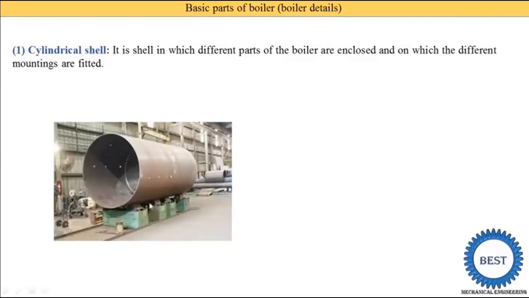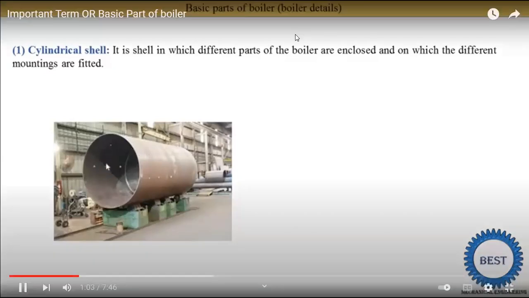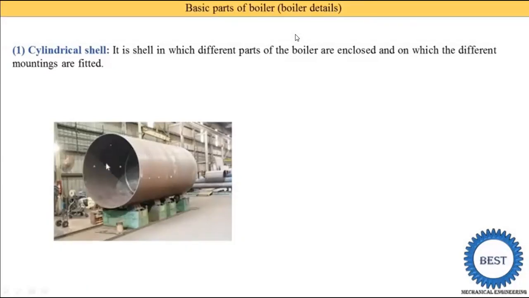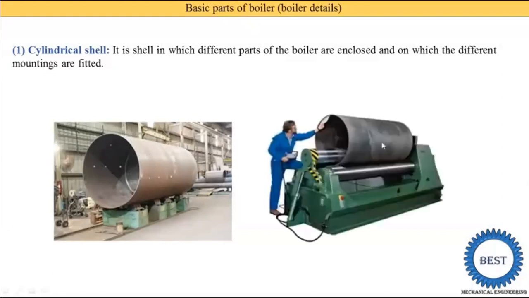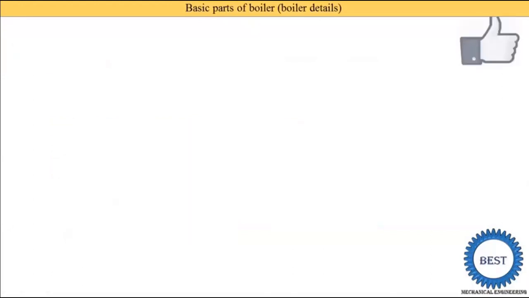So this shell is made from a flat plate. First the plate is flat like a page of a book. Then this sheet metal is wound by using a roller machine, which is used to make the cylindrical shell of a boiler. Okay, so this is the main part. Inside it all the components are installed.